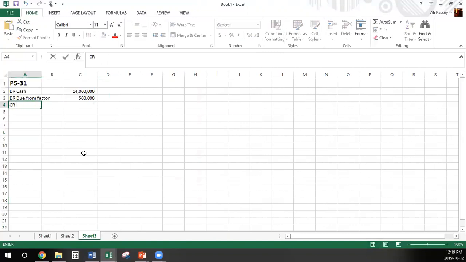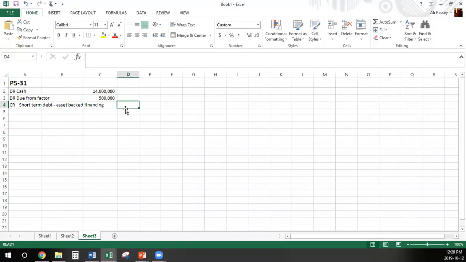The credit in this case is not to accounts receivable because we know that we can't wipe that out yet since there is recourse. So instead, it's considered short-term debt as an asset-backed financing. And that would be for the whole 14,500,000.